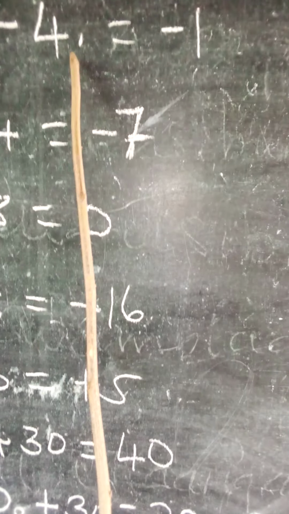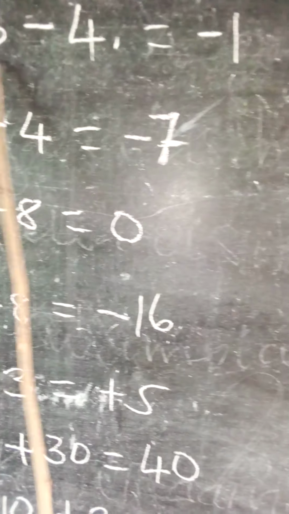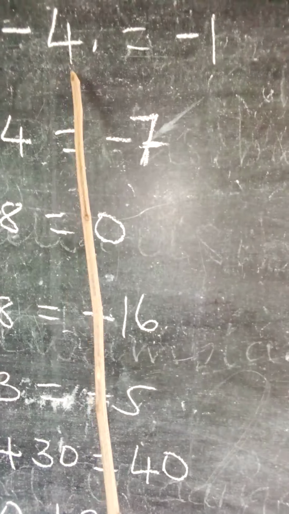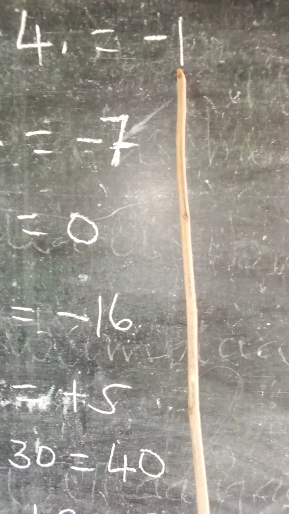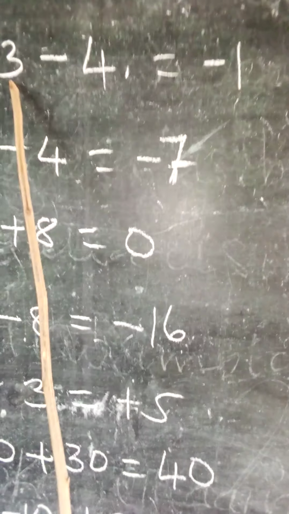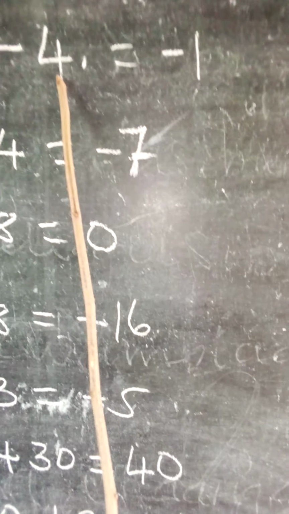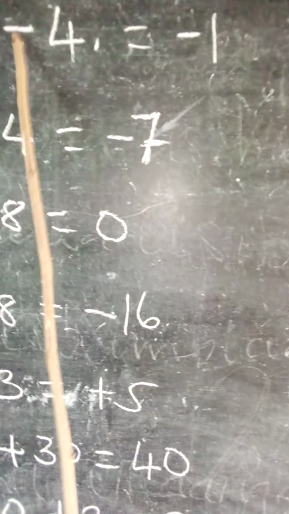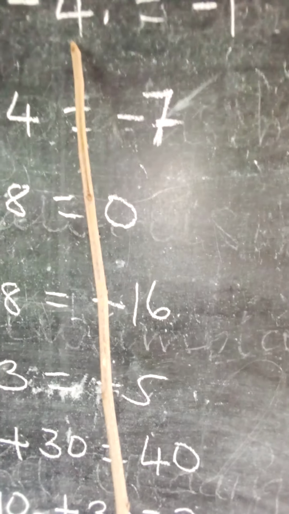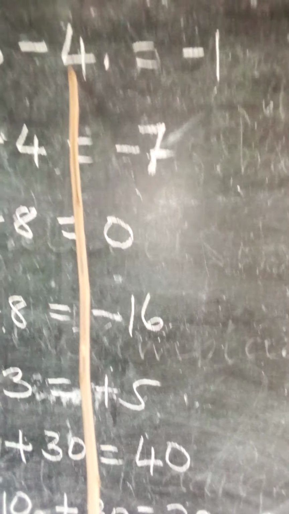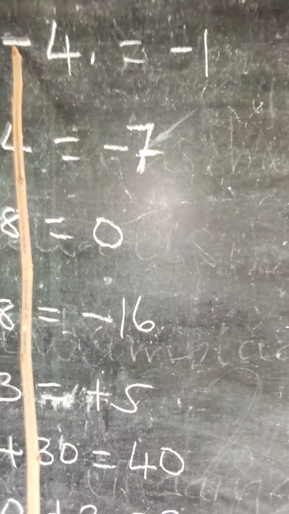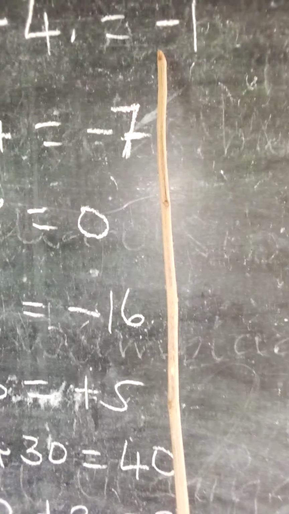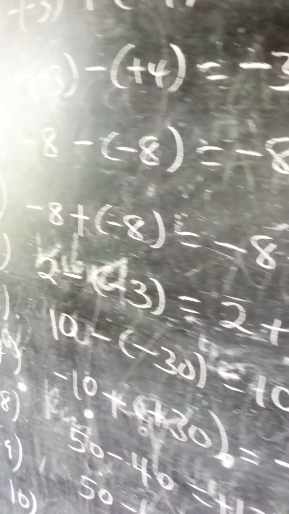Now what we do, we just take the difference of 4 and 3. The difference of 4 and 3 is 1. And in that 4 and 3, that 4 is a bigger number without regard to the sign. We just take 4 as 4, that is the bigger number. So that 4 has been attached with negative. It means your answer is negative 1.